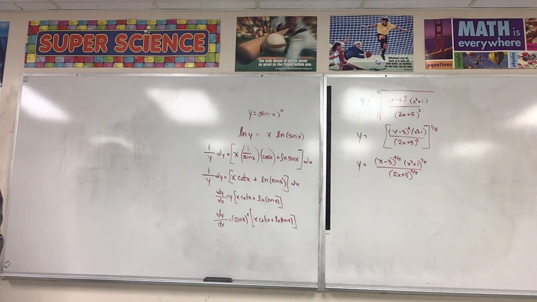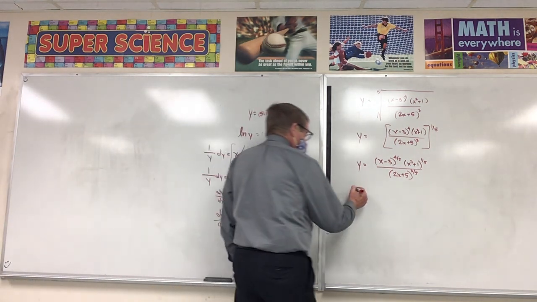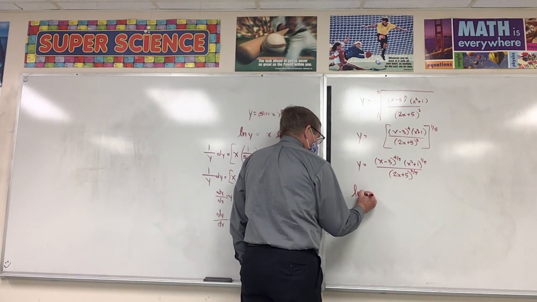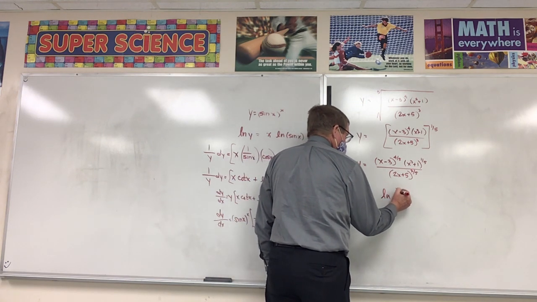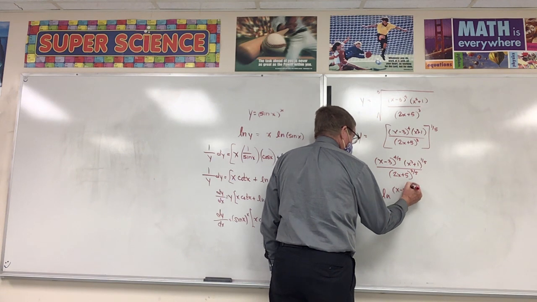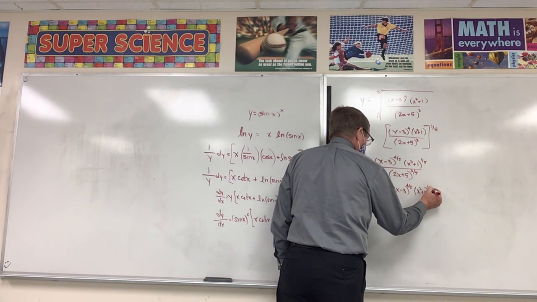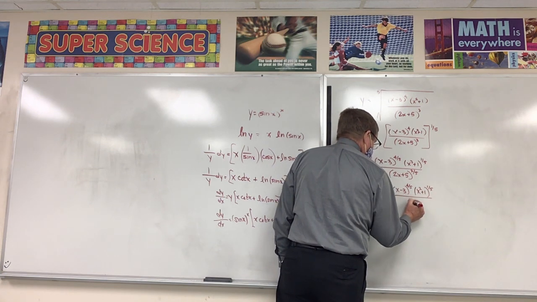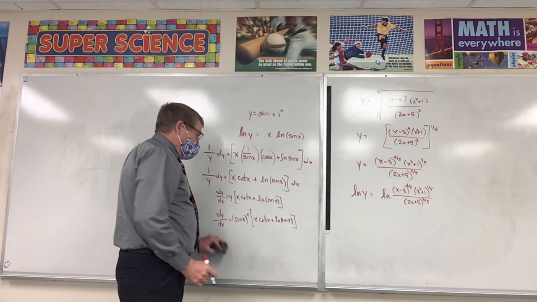That makes sense to everyone? Just using our exponential rules. Logarithmic differentiation tells me to take the logarithm of both sides. Ln of y equals ln of x minus 3 to the 4/5 times x squared plus 1 to the 1/5, all over 2x plus 5 to the 3/5. So far, so good?